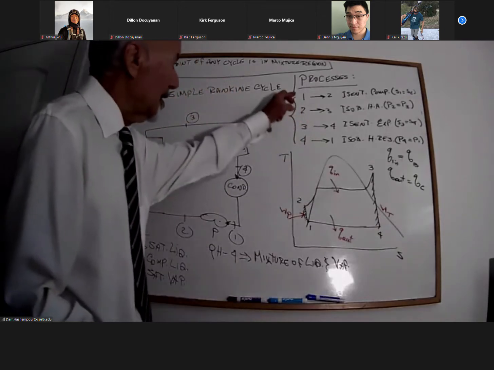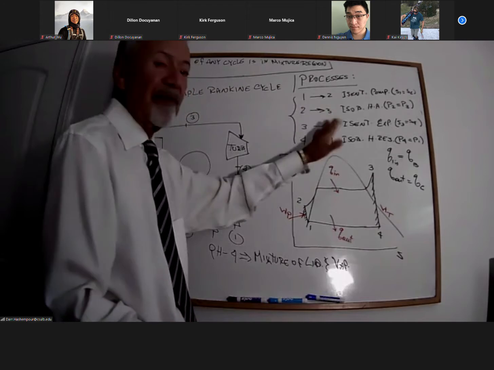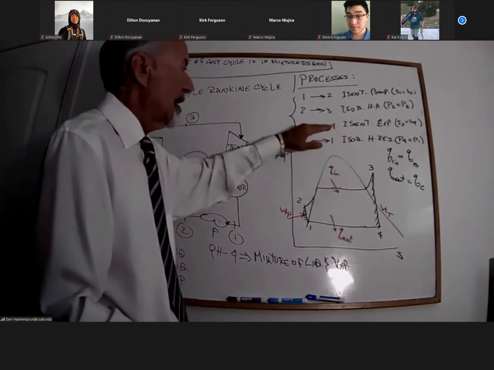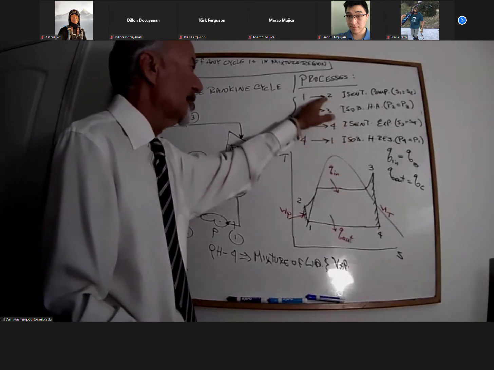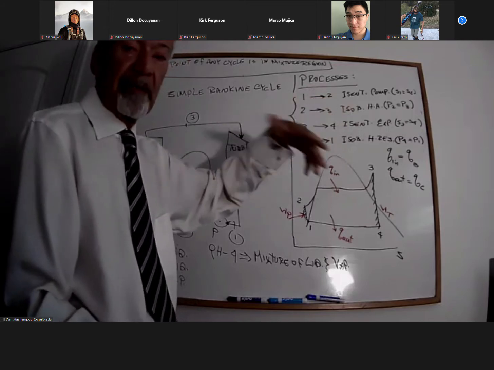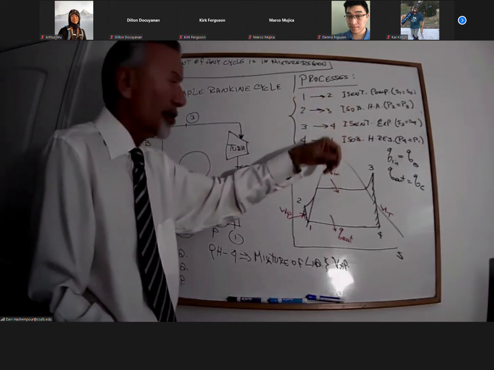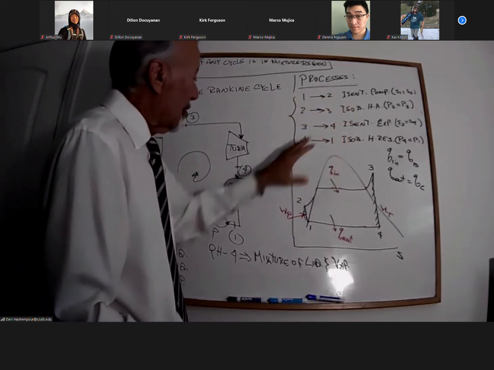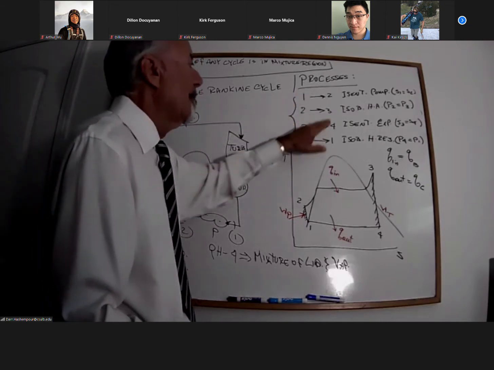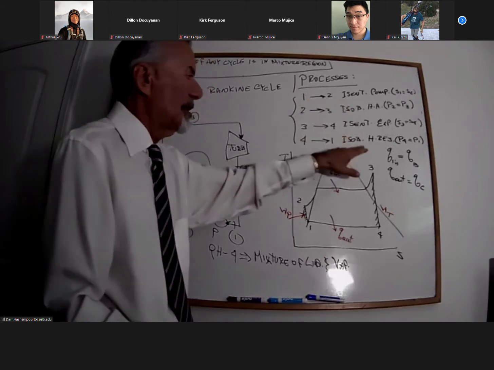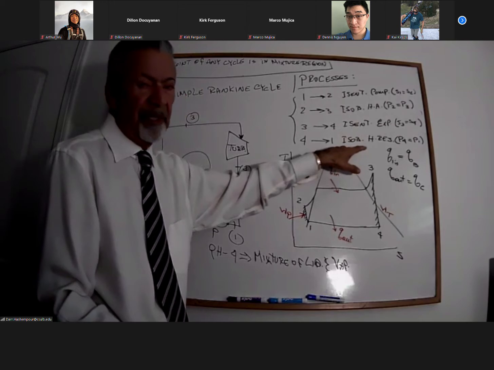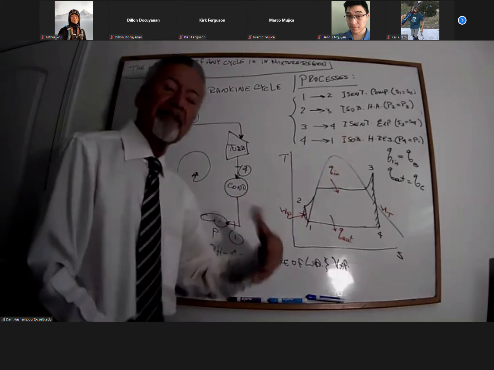Now, these processes will never, ever change. Any compression, any expansion happen isentropically. You've seen that before, and we told you that's true throughout this course. Now, for chapter 10, the entire chapter 10, any heat addition, heat rejection happen at a constant pressure. Simple as that. So that makes it much easier.